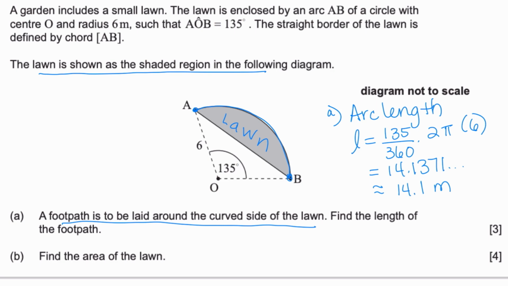Where do you get your 3 points? You get 1 point for using the arc length formula. You get another point for correctly substituting the 135 and the 6 into the arc length formula. And then the last point is for your final answer.